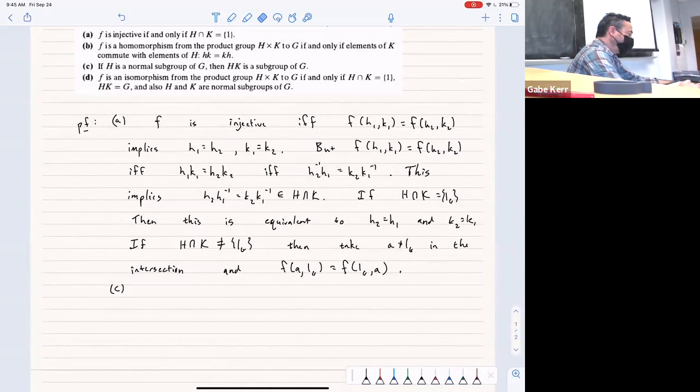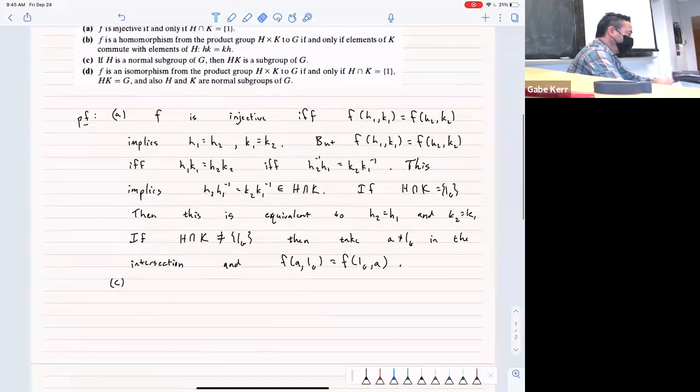Okay, so let's say H is normal, and we want to show that HK is a subgroup. So what do we need to show? That's one of the three things we need, right? We need compositions are in there. What else? Identity is in there, and inverse, right? We're asking whether HK is a subgroup.